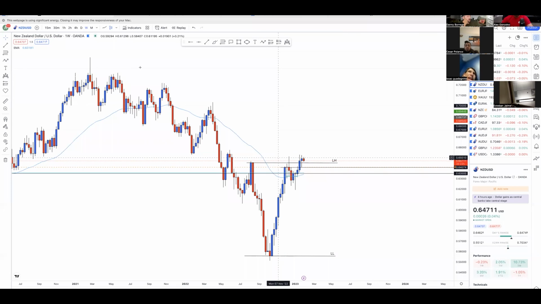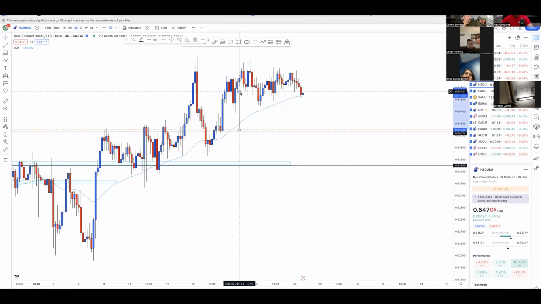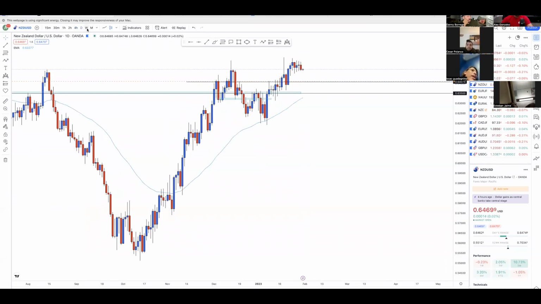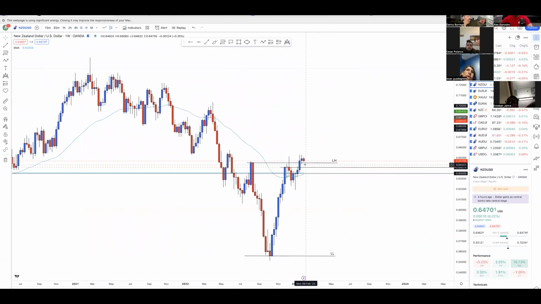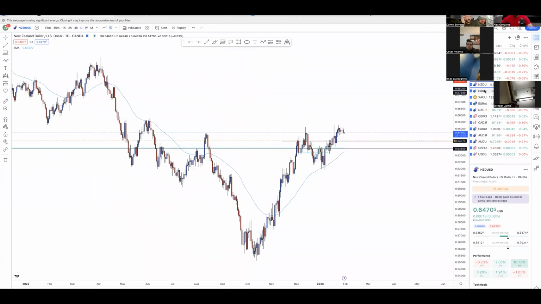And NZD USD, I think it had the pullback. Wow, yeah. Oh no, never mind. That's what I drew. So I never had the pullback to our area of interest, so we never take the trade. Still waiting for the pullback into here to take the trade to the long side. So far not interested in this one.